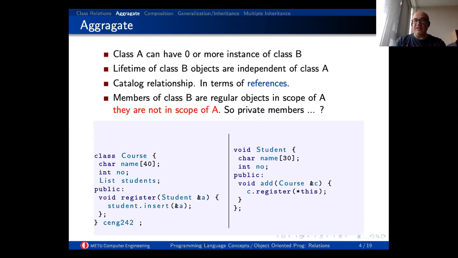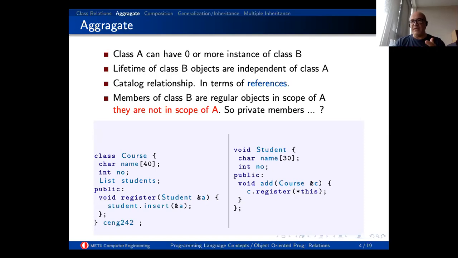Having this relation means in your encapsulation, you can provide integrity. For example, you can enforce prerequisite relation, course capacity relation, or previously taken or failed relation. In this way, you can provide integrity. But you should know that these are two different objects and they don't have any relation at all in terms of scope access and so on.